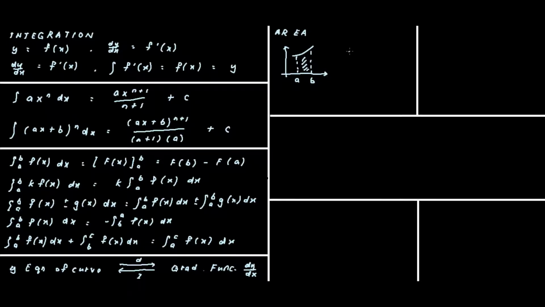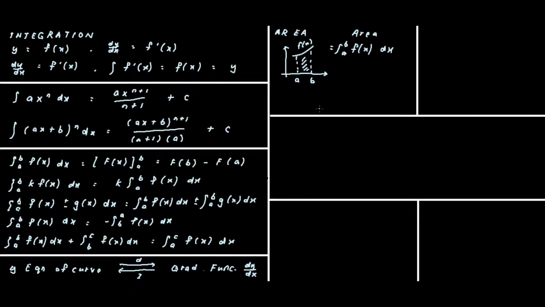In this case, when we try to solve it, how is it going to look? This one is the function of x, meaning the curve that you are drawing. So you will have an integral from a to b of f(x) dx. This is how you solve for the area.